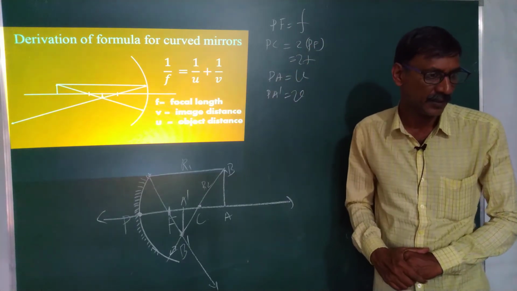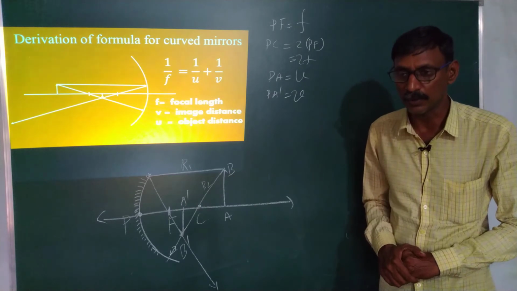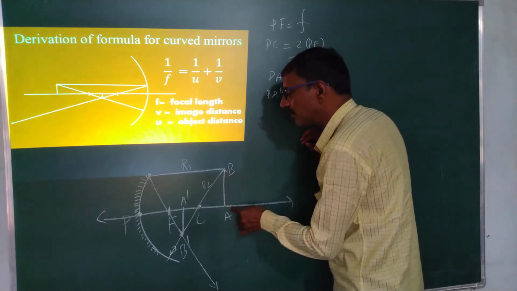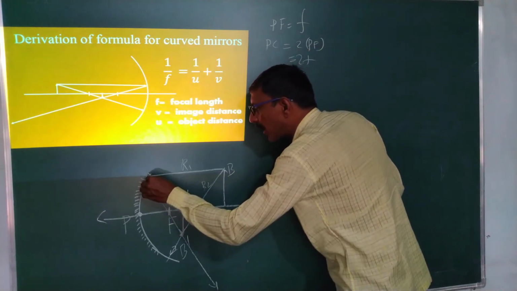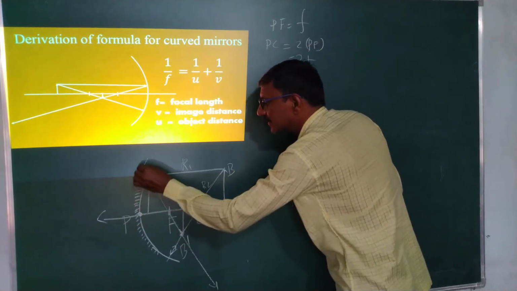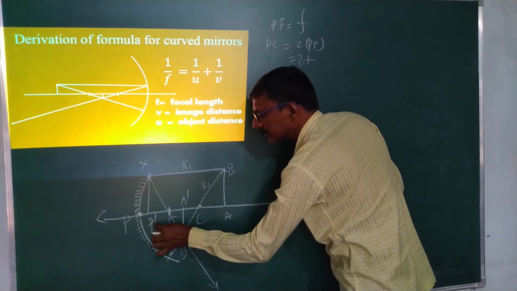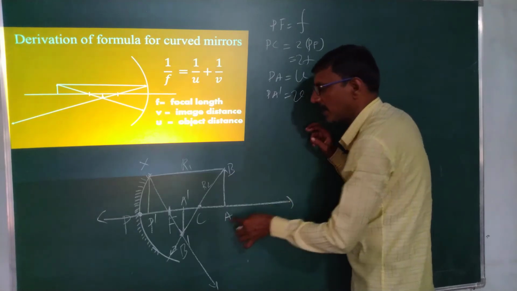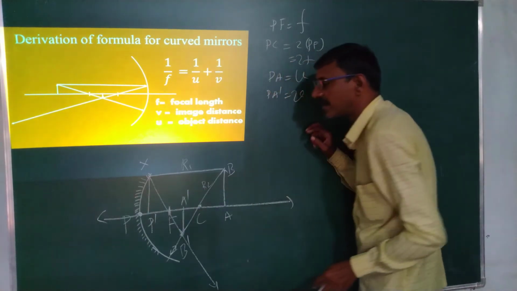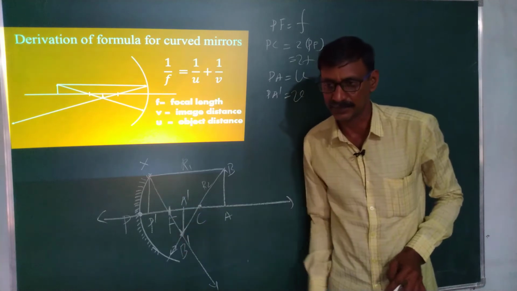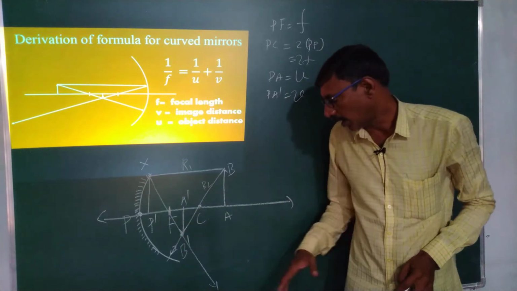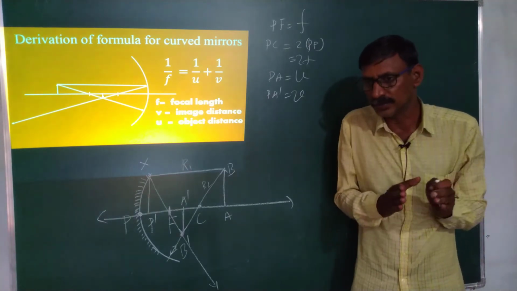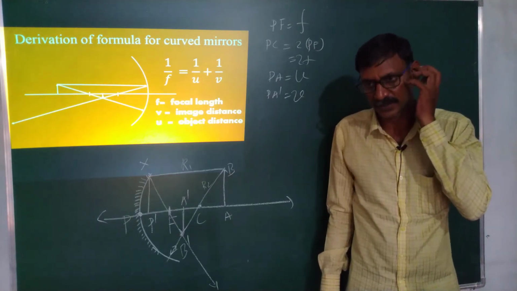But here we need some more constructions. Suppose AB is here. I would like to draw a perpendicular, parallel to AB, say X, and this is P dash. XP dash is parallel to AB, and this is equal to this because it is a rectangle. Now, after this, we have to follow the mathematical principles.